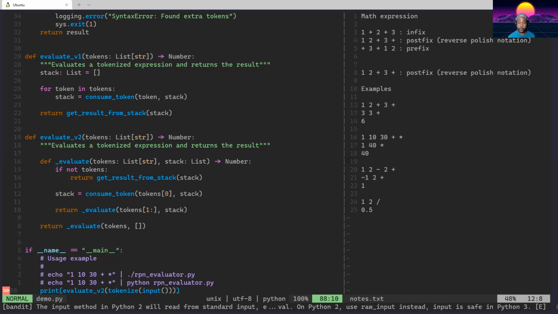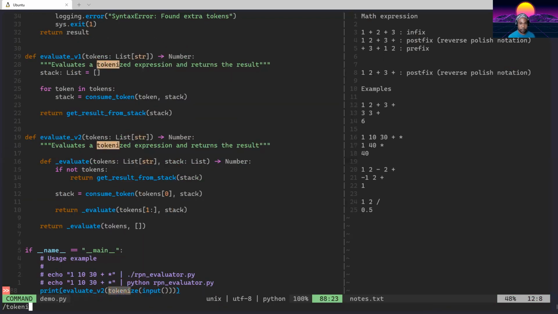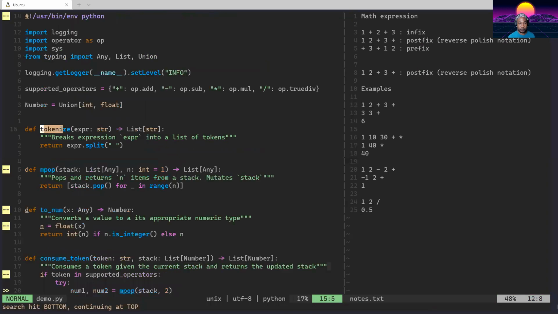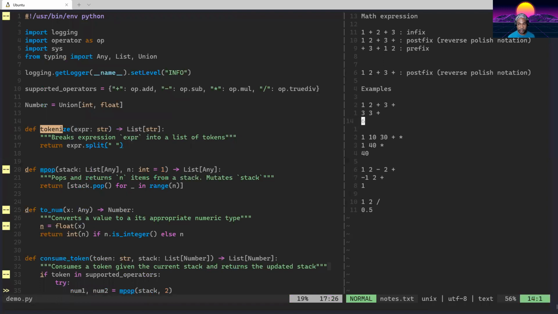then we're going to tokenize that input, the expression. And what do I mean by tokenize? Well, let's look at the tokenize function that I created here. So we're going to take this expression that's a string, and we are going to break it into a list of strings, right? And to do that, I'm merely splitting the expression by the spaces to get the individual components.